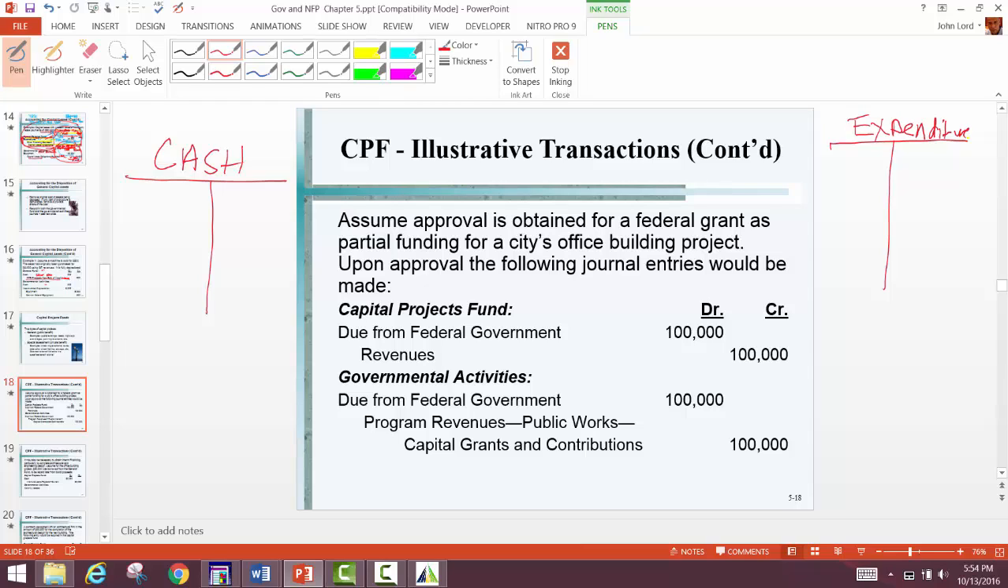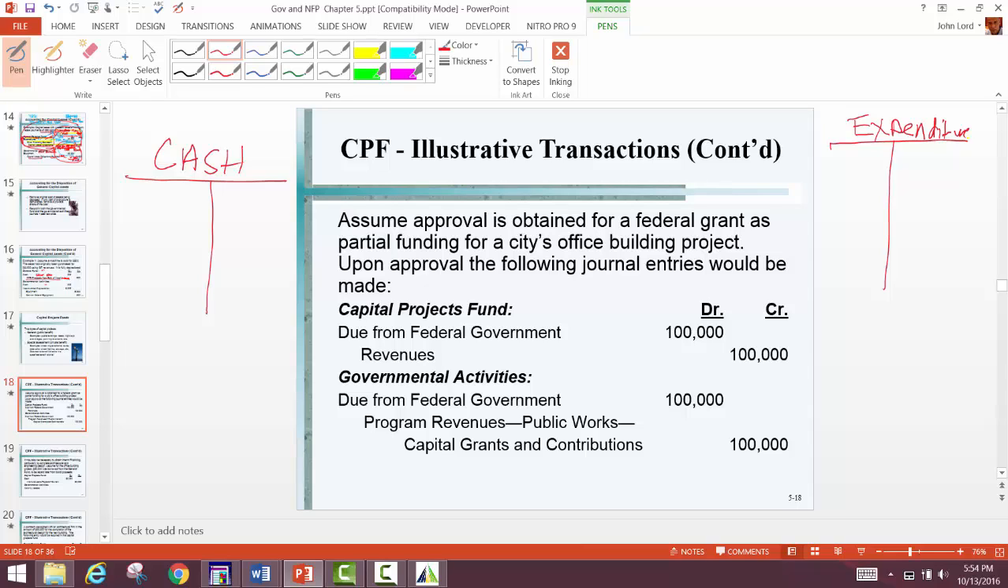Okay, and in this example, we're building a city office building, we're building a county courthouse, whatever. We're building some sort of general fixed asset, right? And we're going to raise money in the capital project fund. This is the capital project fund example. We're going to raise money in the capital project fund, and then we're going to spend the money out of this capital project fund to construct this asset, right? This is what the capital project fund does.